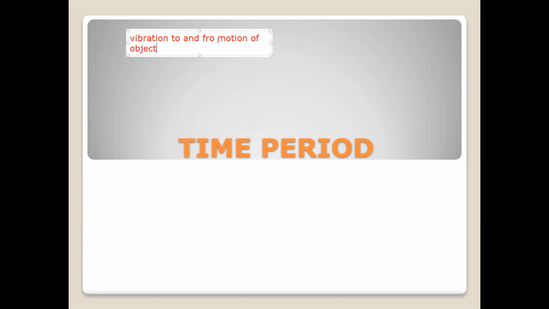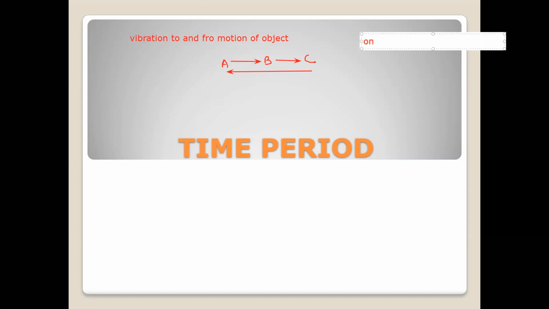When an object moves from one side to another and returns back to the same starting point, we call that a vibration. Like an object at position A moves to position B, then from B it moves to position C, and then it returns from C to B and then again to A. Going and coming back is called one vibration.